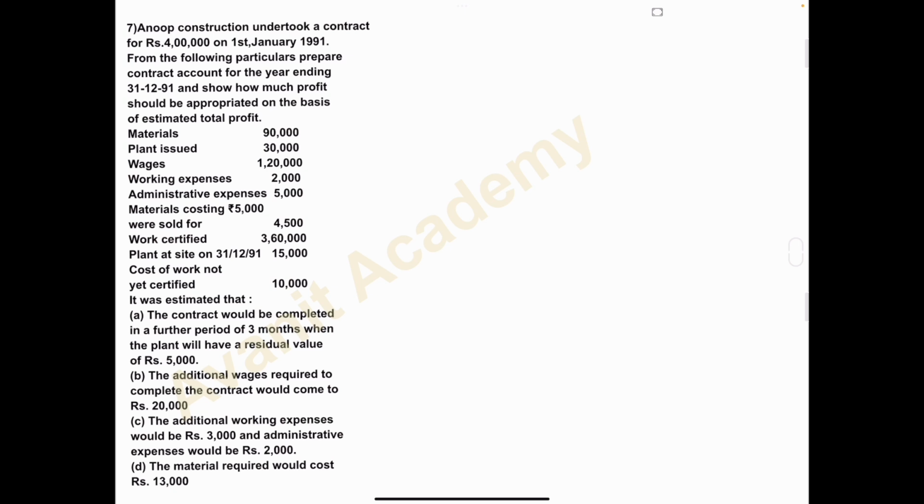Welcome to Avneet Academy. Today we will solve the last problem of contract costing. Let's recall the previous classes. In contract costing, we have studied the meaning of contract costing, who is called contractor, who is called contractee, and the difference between job costing and contract costing. And we have calculated profit on incomplete contracts. We have studied the conditions and solved four problems on that. Then we discussed the format of contract account and we have solved six problems on contract costing.